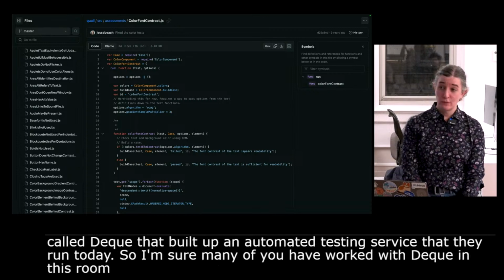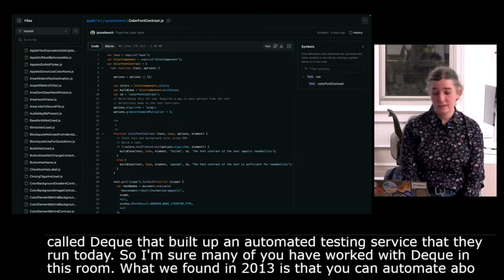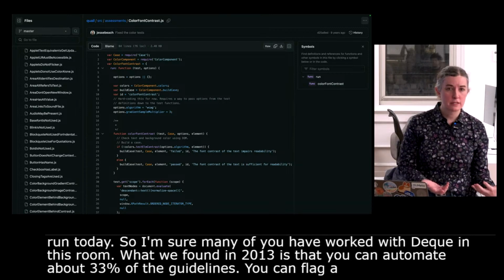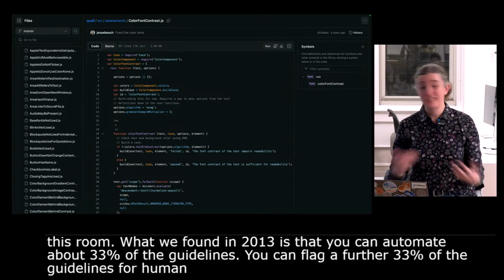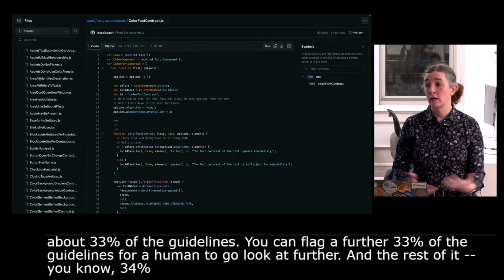What we found in 2013 is that you can automate about 33% of the guidelines. You can flag a further 33% of the guidelines for a human to go look at further, and about the rest of it, 34%-ish, really needs a human to come in and just make a call.